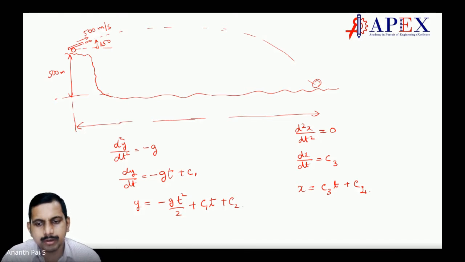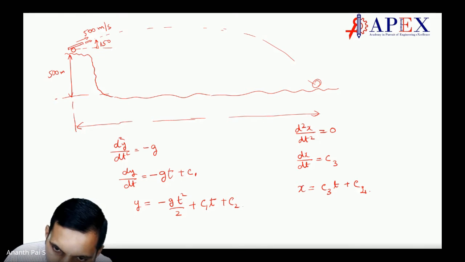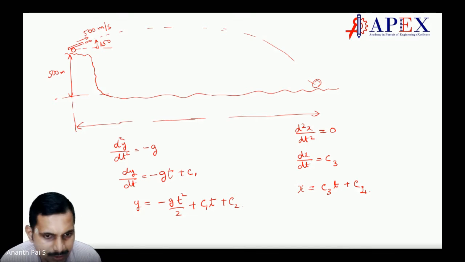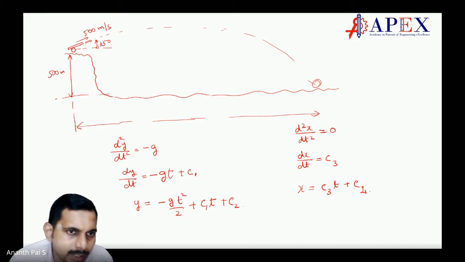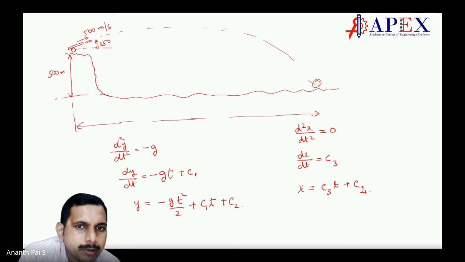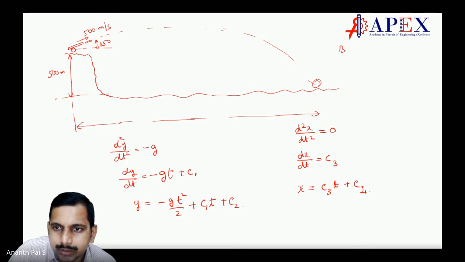Can you calculate these one by one, students? Now the only thing we have to do is find c1, c2, c3, c4, and we are solving the problem. How do we solve this? First of all, at the initial time, what do we know? We know boundary conditions.